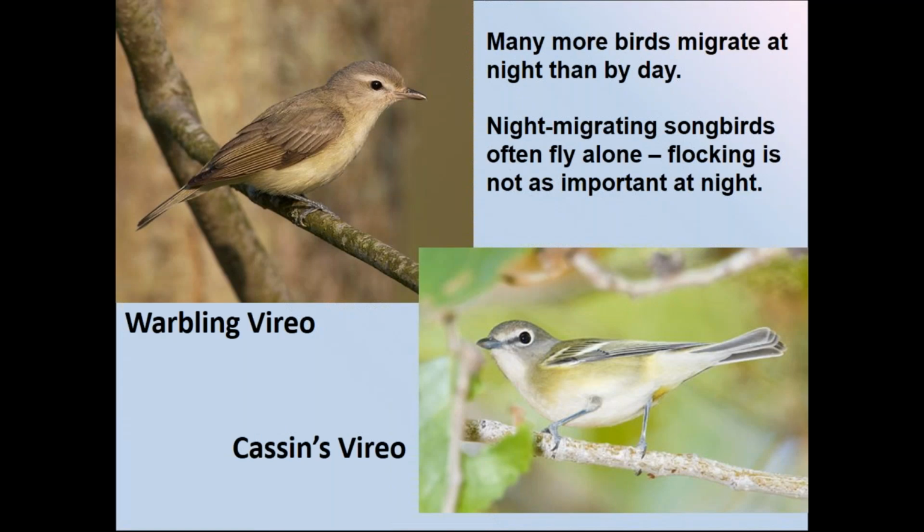Again, more birds migrate at night than during the day, and here's a couple more night migrants, these vireos. The most common vireo that you might see in migration in the park right now is the warbling vireo. Second most common might be the Cassin's vireo, the one on the lower right, with more of a spectacle. When they're flying at night, they're usually flying by themselves. There's no real advantage to flocking at night.